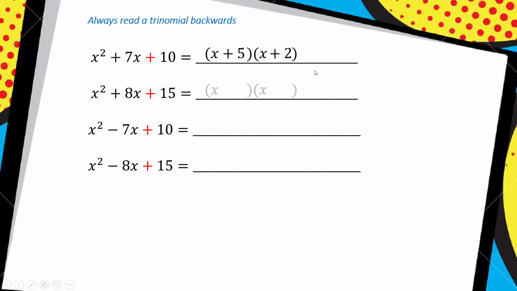Okay, let's do the next one. Again, I'm going to open up my two brackets. Both of them are going to have x's in my first term. Alright, then I'm going to say factors of 15, that when I add those factors I get positive 8. Okay, so think about it. For factors of 15, that when I add them I get 8. 1 and 15 doesn't work. 3 and 5 works. Okay, so positive 3 plus 5 gives me positive 8.